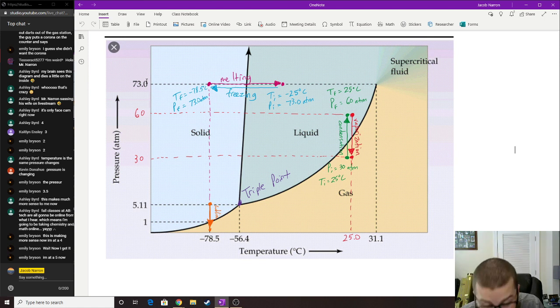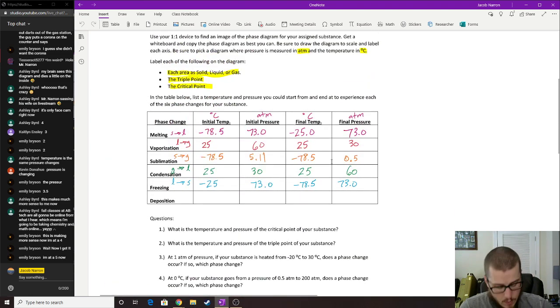All right. Initial temperature, negative 25. And then final, negative 78.5. And pressure is 73 for both. Okay, so there we go. That's all I did. So as you can see, these two right here, same thing. It's just that I flipped it. I'm going the other direction. All right, and the last one's deposition.